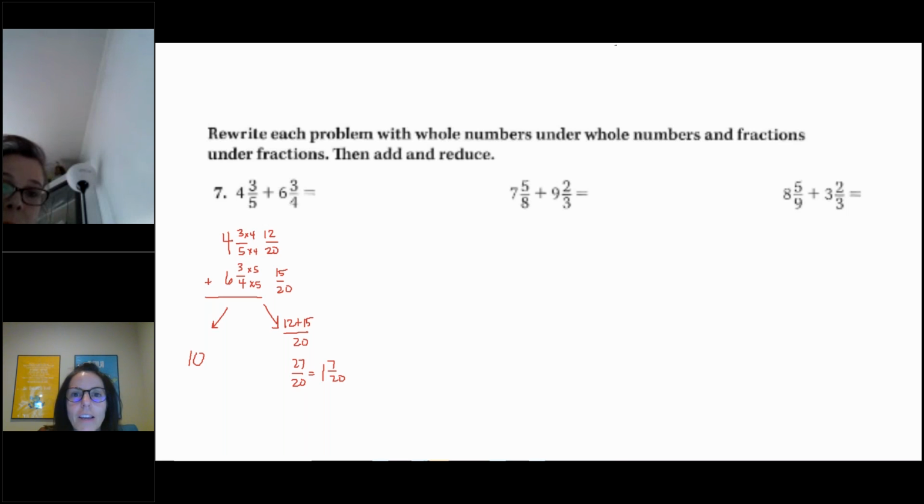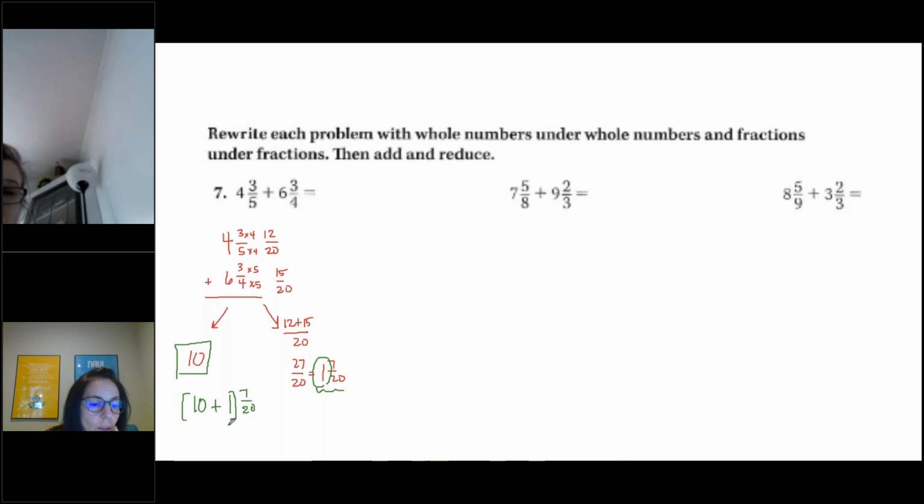Okay, now, gosh, this is so frustrating how hard it is to change my colors. I'll just use green. Okay, this is what you're going to have to combine. You have 10 and 1 and 7/20. So you're going to combine your whole numbers together. So you're going to go 10 plus 1 and 7/20, but you're really just going to be combining these whole numbers together. So your final answer is 11 and 7 over 20.